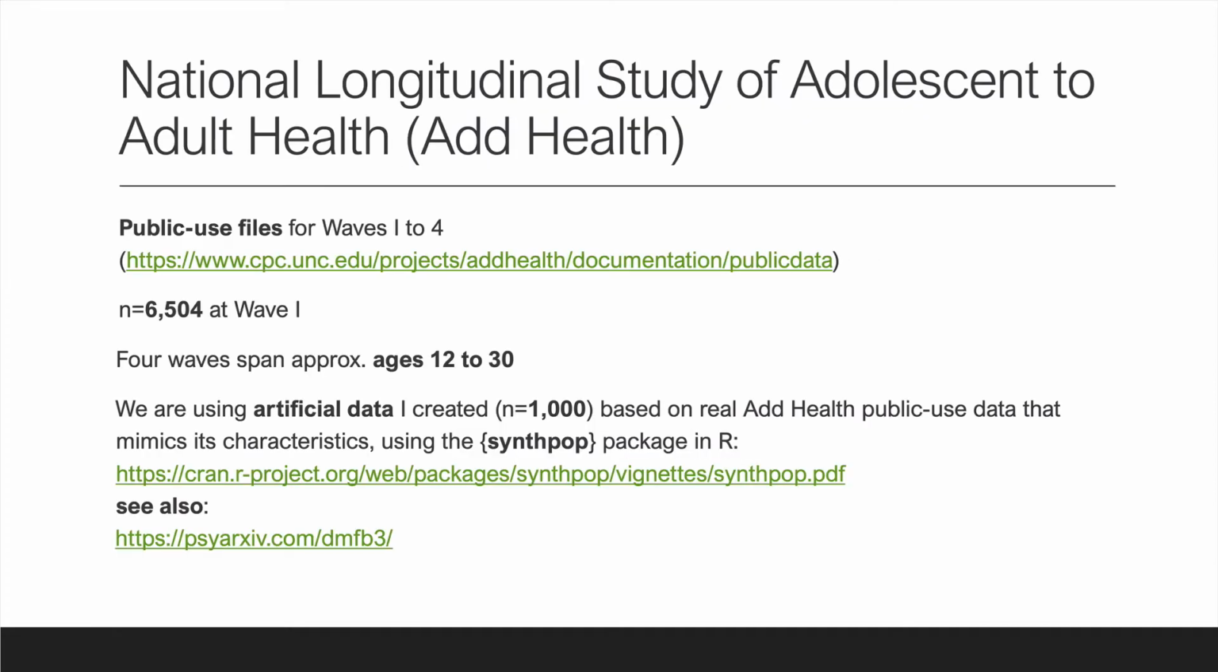I've borrowed the public version and simulated a sample of 1,000 participants with waves spanning wave 1 to wave 4 and containing scores for depression and family cohesion in an attempt to mimic some of the findings that we see in this particular paper. So the artificial data that we're working with span ages 12 to 30 and are based on the public use files only.